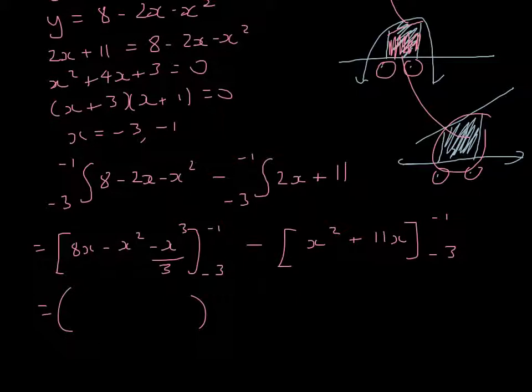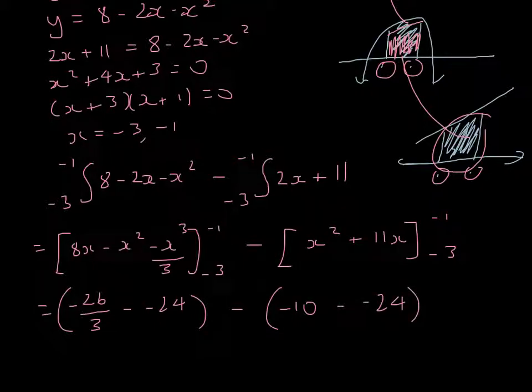When I substitute in negative 1, I get negative 26 over 3. And then when I substitute in negative 3, I get negative 24. Over here, when I substitute in negative 1, I get negative 10. When I substitute in negative 3, I get negative 24. So I add on 24, that ends up positive, so that's fine. Here, add on 24, that ends up positive, that's fine. So both these areas end up positive. I can just subtract them as normal, and when I do that, I get 4/3. And that's the answer.